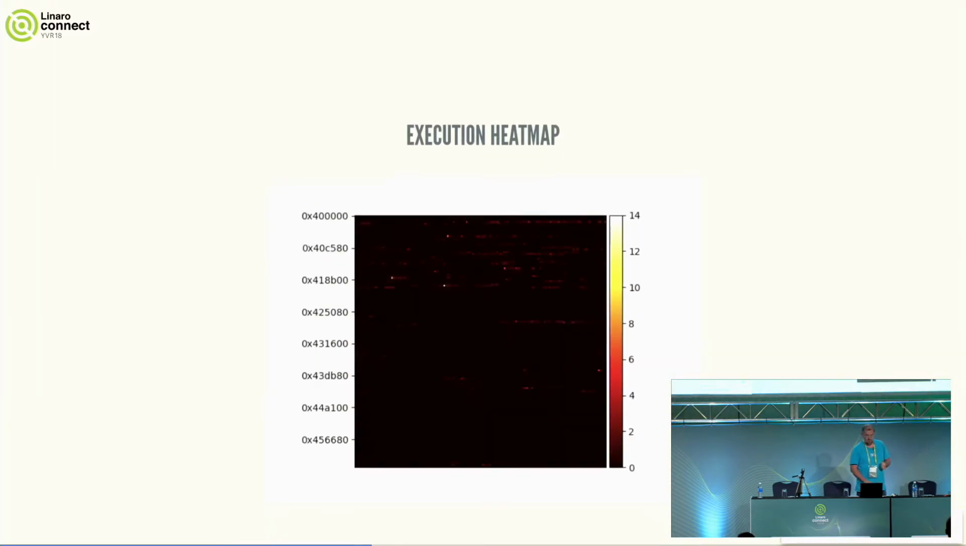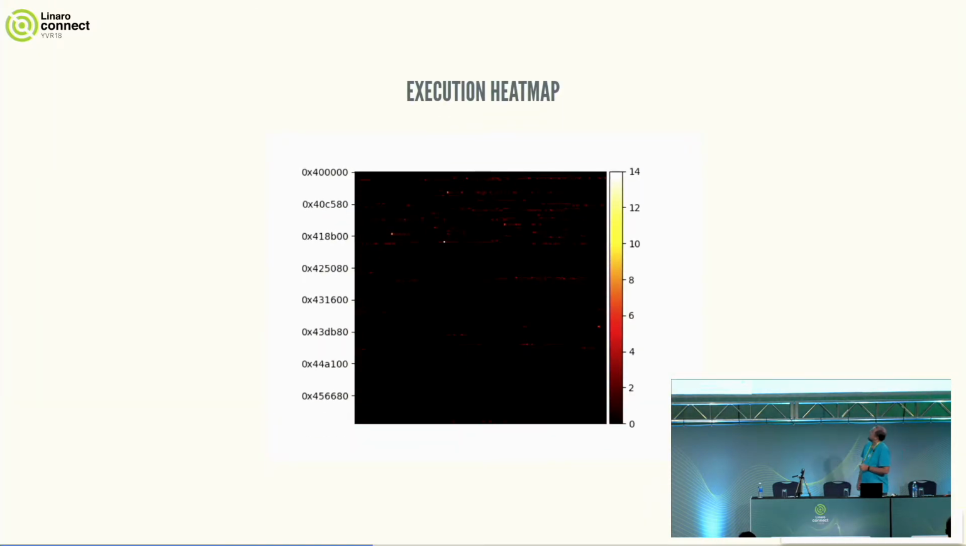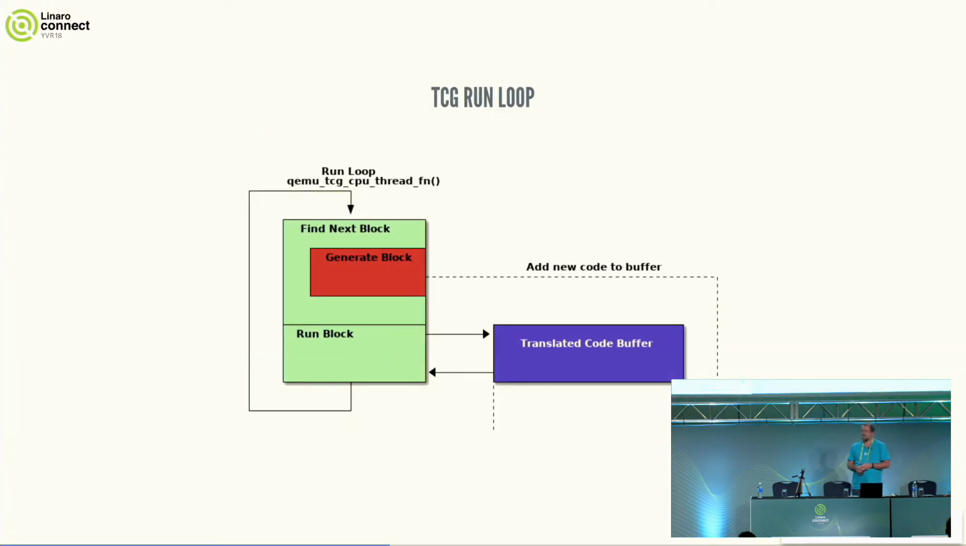And you get a result that looks something like this. Now, the contrast isn't particularly good on the projection, but you can see the little white spots, and that's where the hot code is, and then everything gets progressively darker for the less hot code. But there's something that's a bit wrong with this. The execution count of 14 on the highest PC is not particularly high, and so we need to have a little diversion into the way the TCG runs.